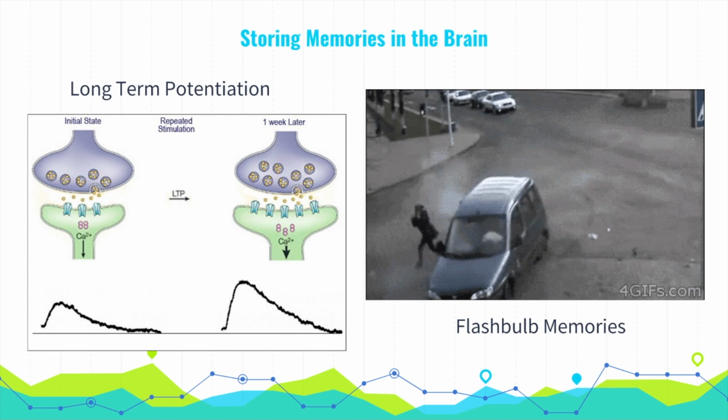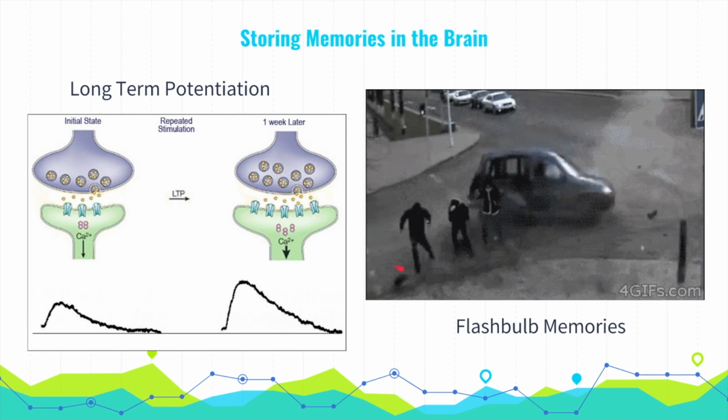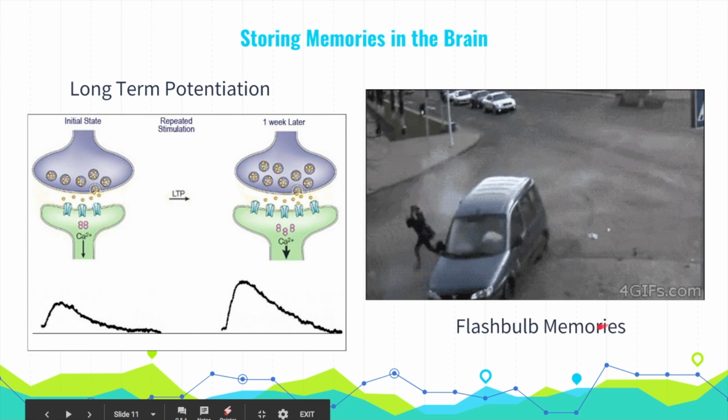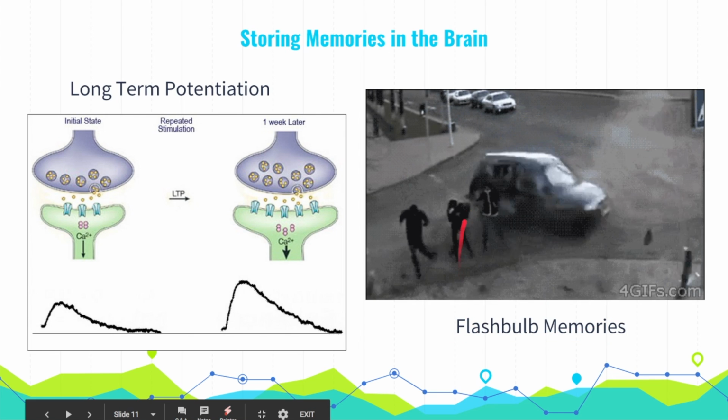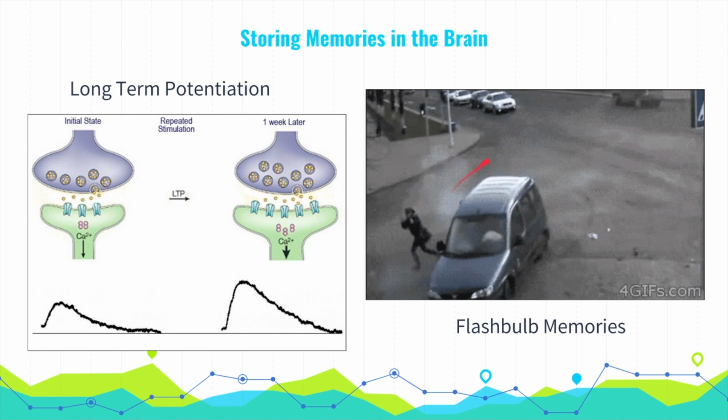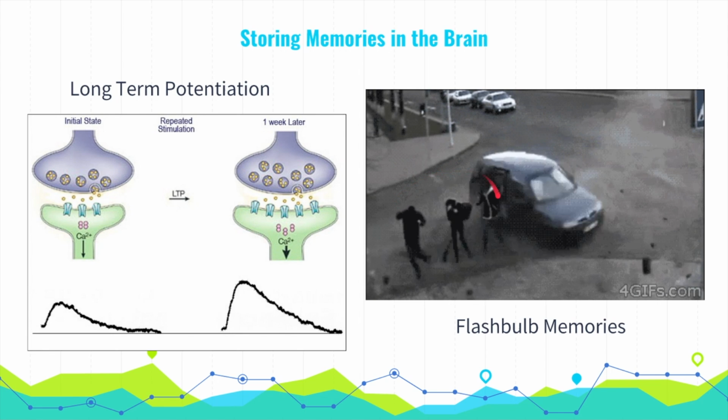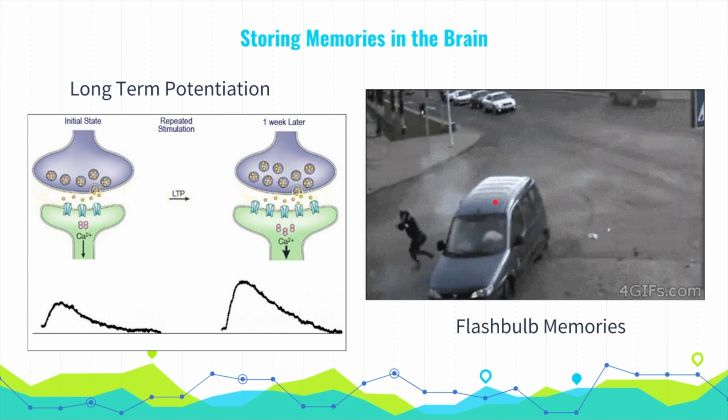These are examples of flashbulb memories, or vibrant memories of emotional significance. When you look at this beautiful GIF on the right, these three individuals will certainly remember the day that they all were almost killed in a car crash.